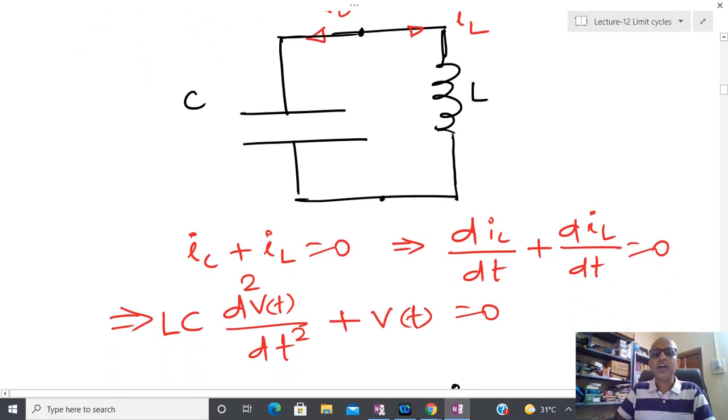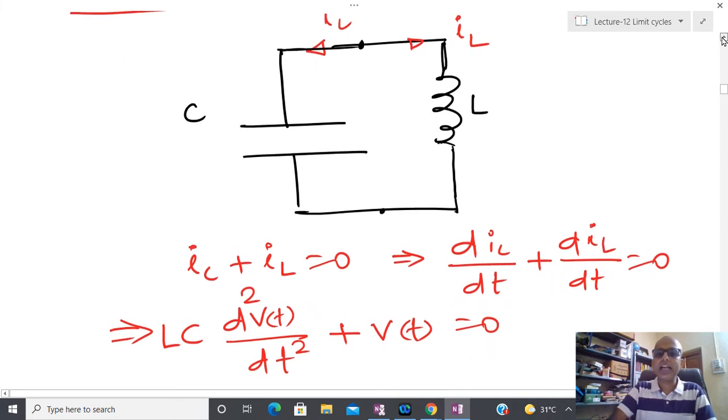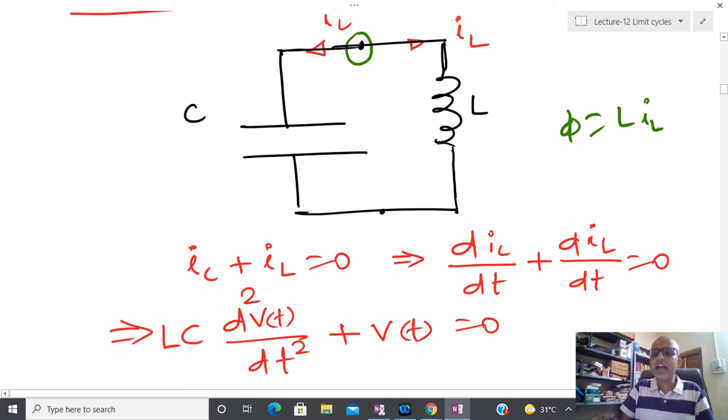After that, if I apply Kirchhoff's current law at this particular point, then I can write IC plus IL equal to 0, because I am assuming some direction of current. You can assume whichever way you want. After that I have taken the differentiation on both sides, so dIC by dt plus dIL by dt equal to 0. Then I have multiplied both sides by L, so L dIC by dt and L dIL by dt. If you have phi equal to Li and you calculate d phi by dt, then that is V and equal to L di by dt. So due to that reason, this term automatically comes into the picture.